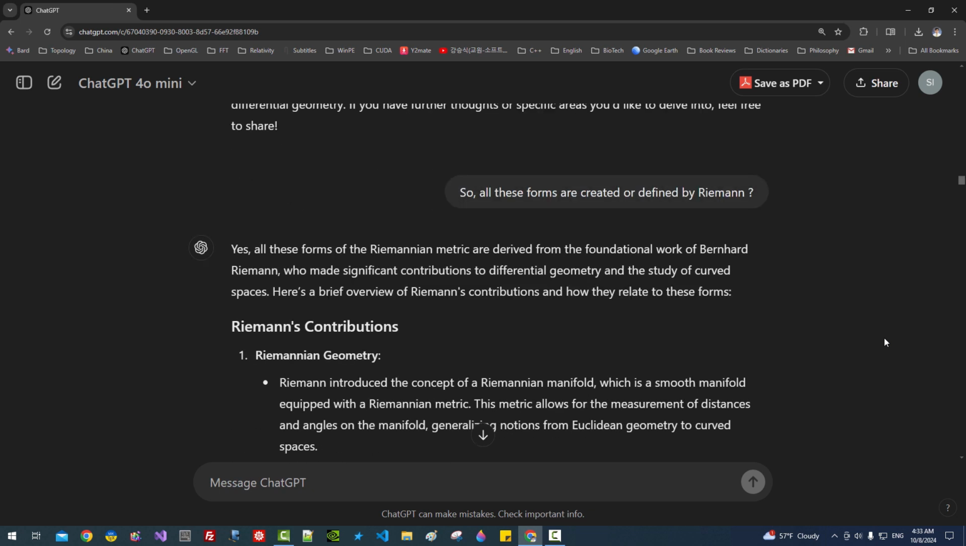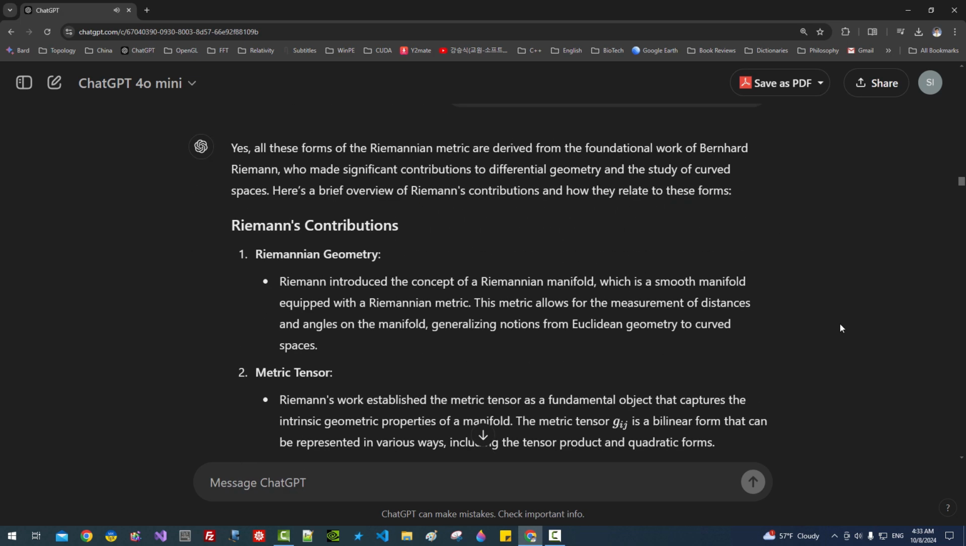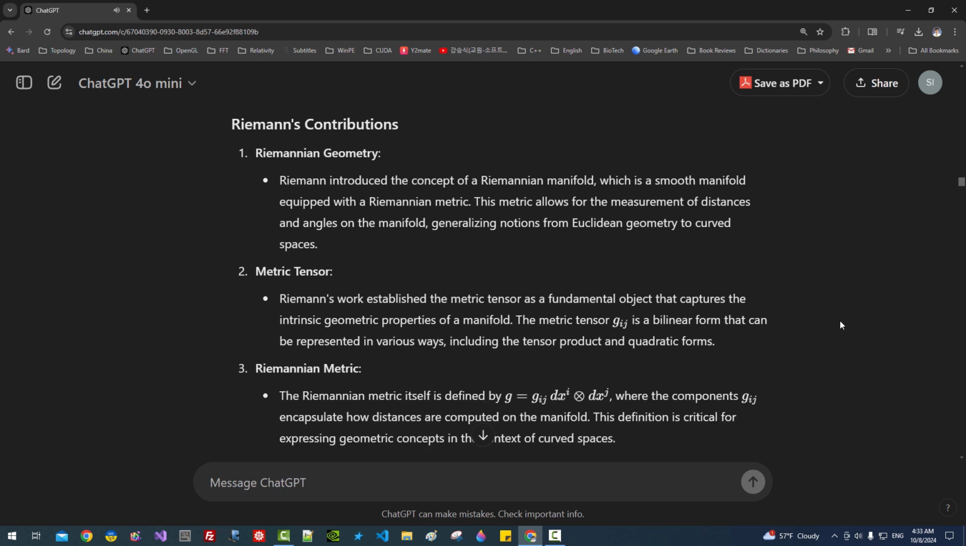So, all these forms are created or defined by Riemann. Yes, all these forms of the Riemannian metric are derived from the foundational work of Bernhard Riemann, who made significant contributions to differential geometry and the study of curved spaces. Here's a brief overview of Riemann's contributions and how they relate to these forms. Riemann's contributions. 1. Riemannian geometry. Riemann introduced the concept of a Riemannian manifold, which is a smooth manifold equipped with a Riemannian metric. This metric allows for the measurement of distances and angles on the manifold, generalizing notions from Euclidean geometry to curved spaces.